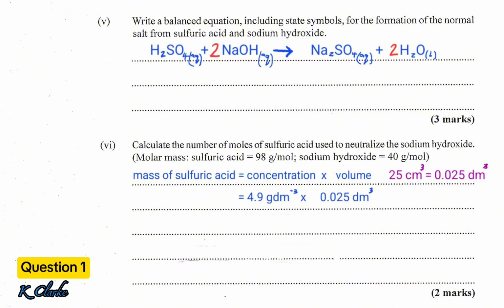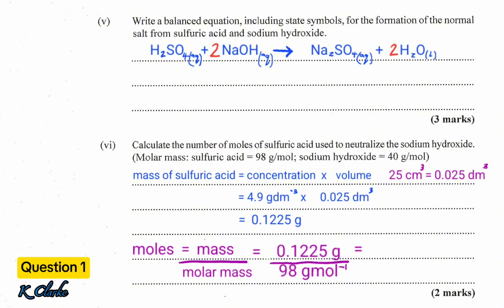4.9 grams per dm cube multiplied by 0.025 dm cube equals 0.1225 grams. This mass will be used to calculate moles. Moles equal mass divided by molar mass. 0.1225 gram divided by 98 grams per mole equals 0.00125 moles of sulfuric acid.